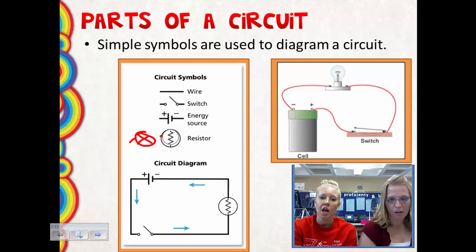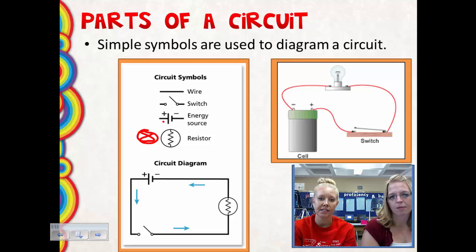Your energy source is represented with two lines, one being a positive side, one being a negative sign, which if you ever look at batteries, you'll notice that one end of the battery is a plus sign and one end of the battery is a negative sign, okay? And then you have your resistor. Your resistor might also be represented with a circle with an X in it. So either one of those represents the same thing.